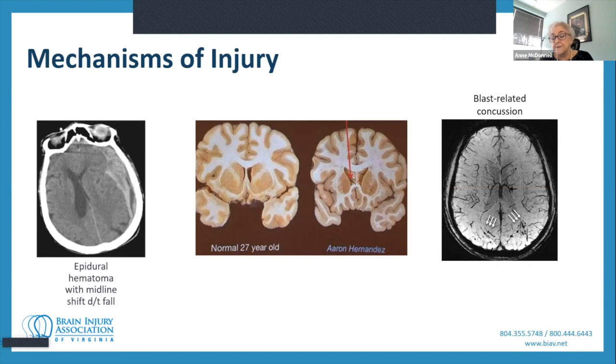And on the far right of the screen, you see the MRI of someone who has been exposed to a blast. And those dark little pockets at the back of the brain are those exploded little bubbles that I was talking about earlier when I talked about visualizing a pot about to boil.